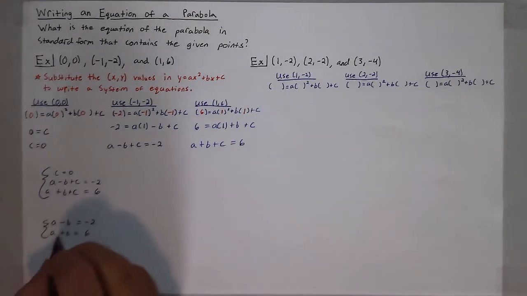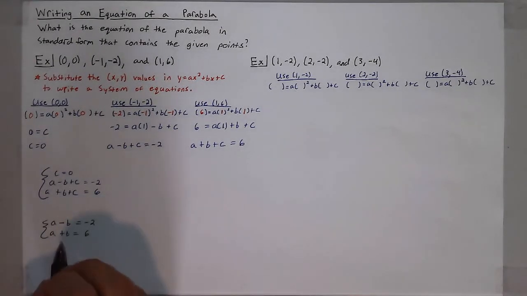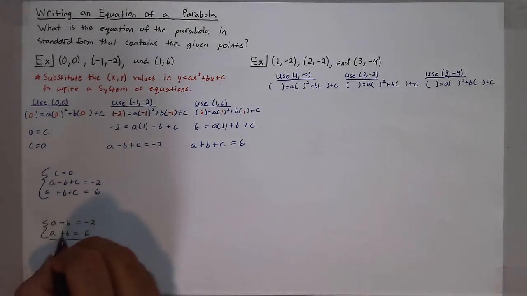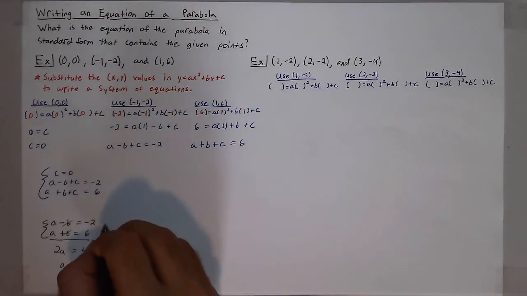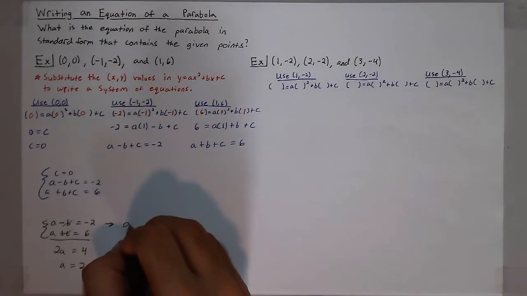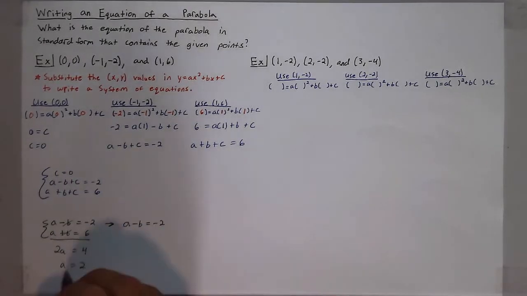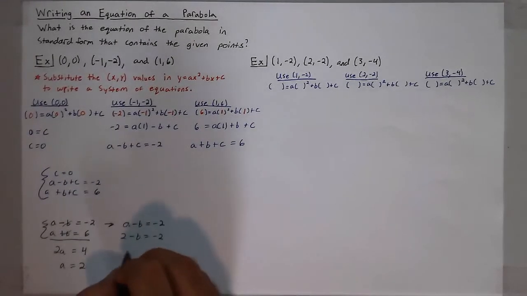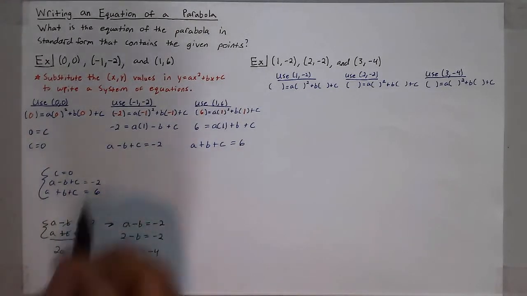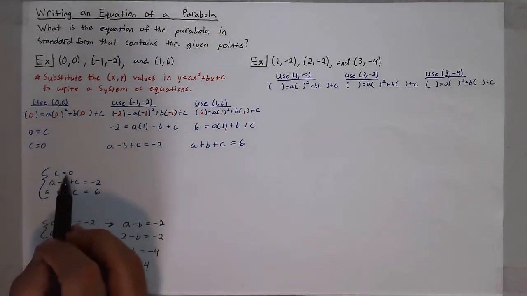Now I can really easily use elimination here. So I'm going to add these two equations together, get 2a, the b's cancel, equals 4. So a is equal to 2. Now I know a is equal to 2, I'll go back to one of these equations, and I'll have a minus b equals -2. But since I know a is equal to 2, I'll now have 2 minus b is equal to -2. Negative b equals -4, so b equals 4. So the solution to this system is (2, 4, 0).